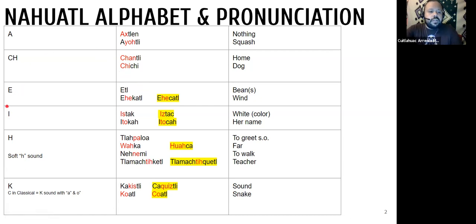I, right? So every time you see this letter, it's an i sound. Istak. Itoka.